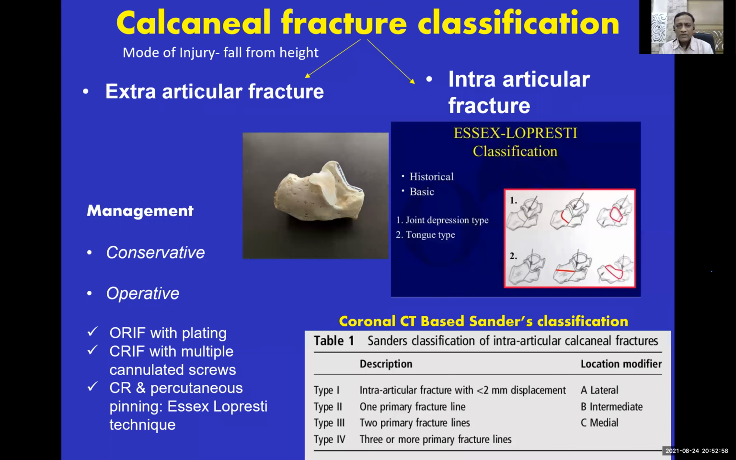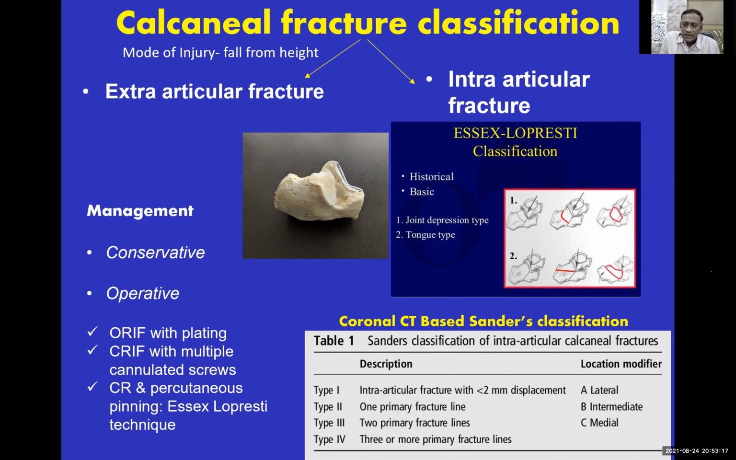So basically, there are two types: extra-articular and intra-articular. And intra-articular fractures, they are classified by Essex Lopresti. It's a historical classification and basic classification. And basically, there are two types: joint depression and tongue type shape. But the latest classification is the coronal CT-based Sanders classification.